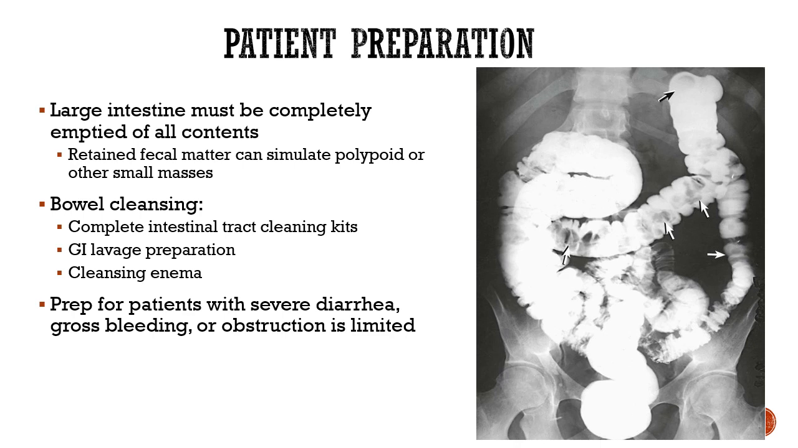For patient preparation for the barium enema, the large intestine must be completely emptied of all contents. Retained fecal matter can simulate polypoid masses, as can be seen in this image, in which the patient's colon was not completely cleaned. So bowel cleaning is completed with either complete intestinal tract cleaning kits, GI lavage preparation, or cleansing enemas, or a combination thereof. Patient prep for patients with severe diarrhea, gross bleeding or obstruction is limited.